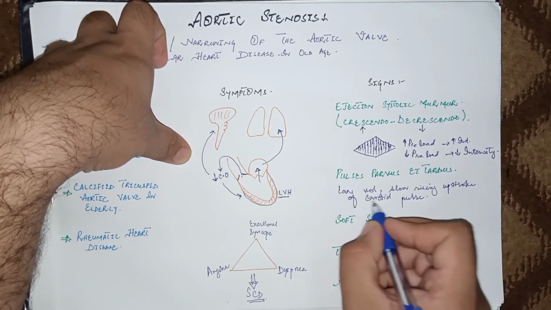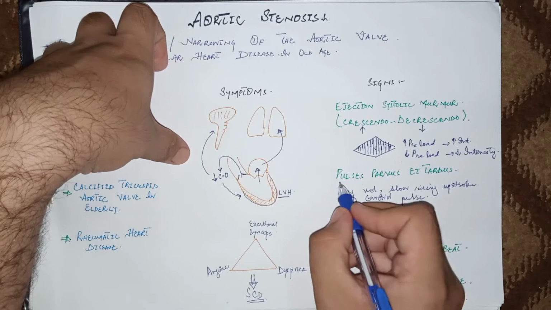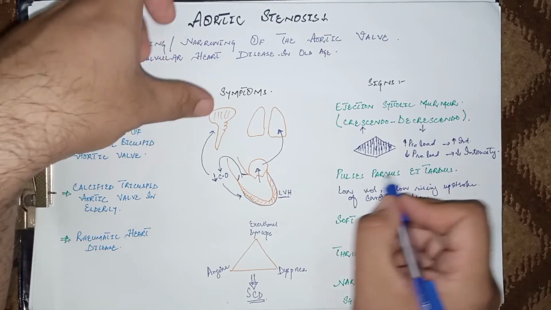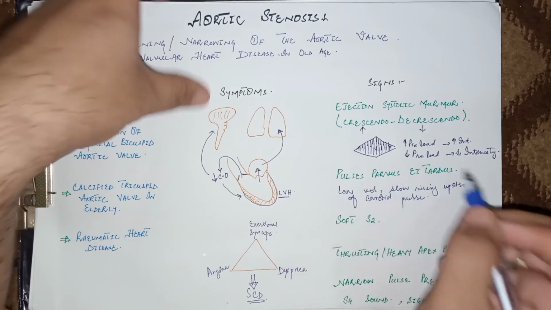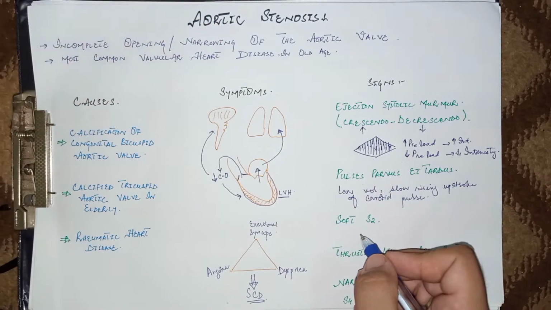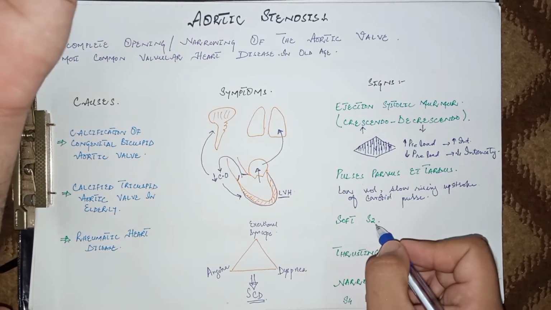So this slow rising and low volume pulse is called pulsus parvus et tardus. This is the carotid pulse. It is a classical feature of aortic stenosis. The other clinical signs include soft S2.